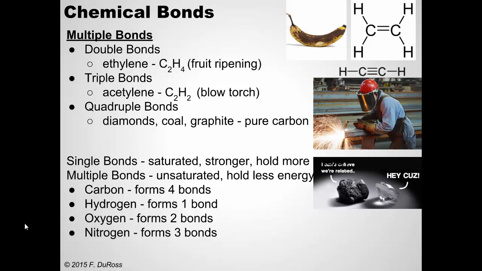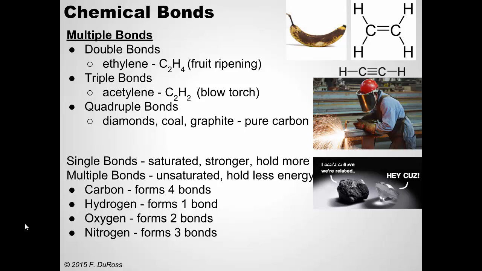And there can even be quadruple bonds. So if carbon has a quadruple bond with another carbon atom, it's sharing four of those electrons. They're each sharing all four of their electrons together. And that is, for example, what you would find in graphite, in diamonds, which are pure carbon compounds. Even though they look very different because of the way those atoms arrange themselves, they're basically the same chemical composition.